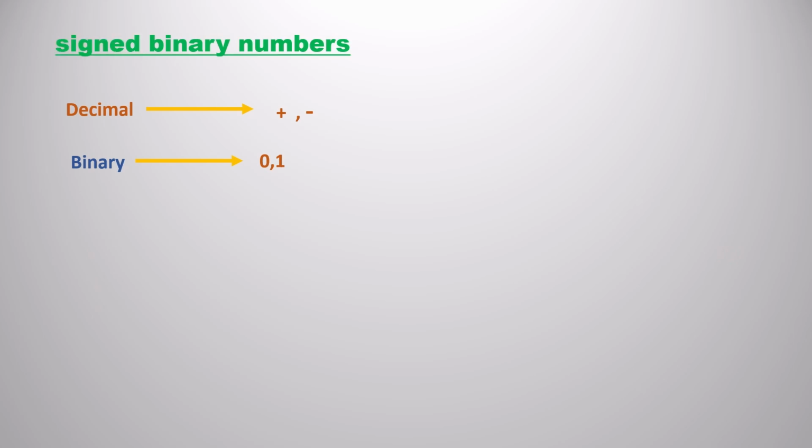Now we will see what is meant by signed binary numbers. In decimals we use plus and minus to represent positive or negative numbers, but in binary we do not have pluses and minuses. So we use only zeros and ones to represent negative or positive numbers. How? We will see that in depth in the upcoming videos. If the most significant bit, the MSB, is 0, the whole number is positive. If the MSB is 1 for an 8-bit binary number, then it is negative.